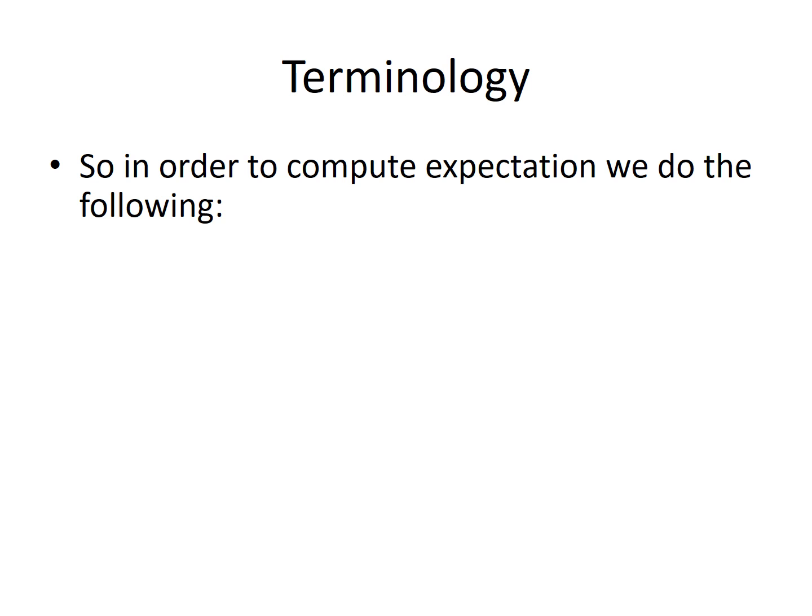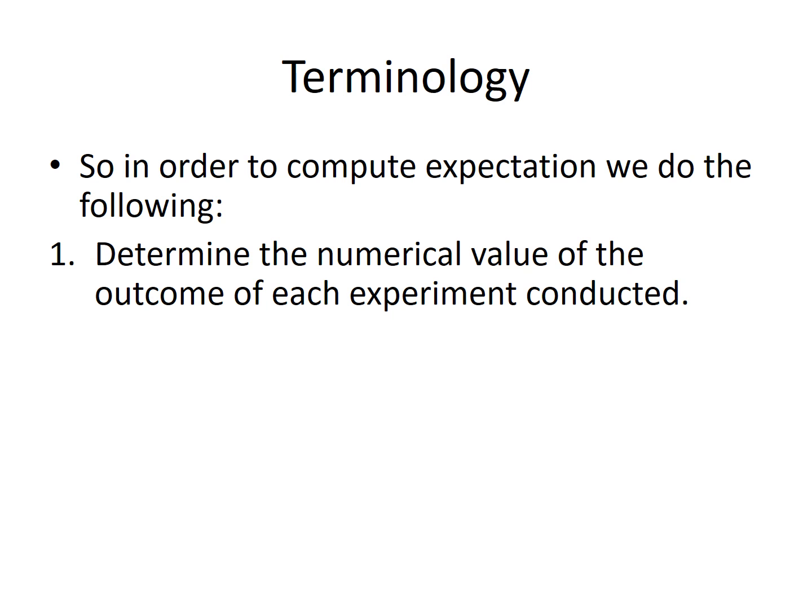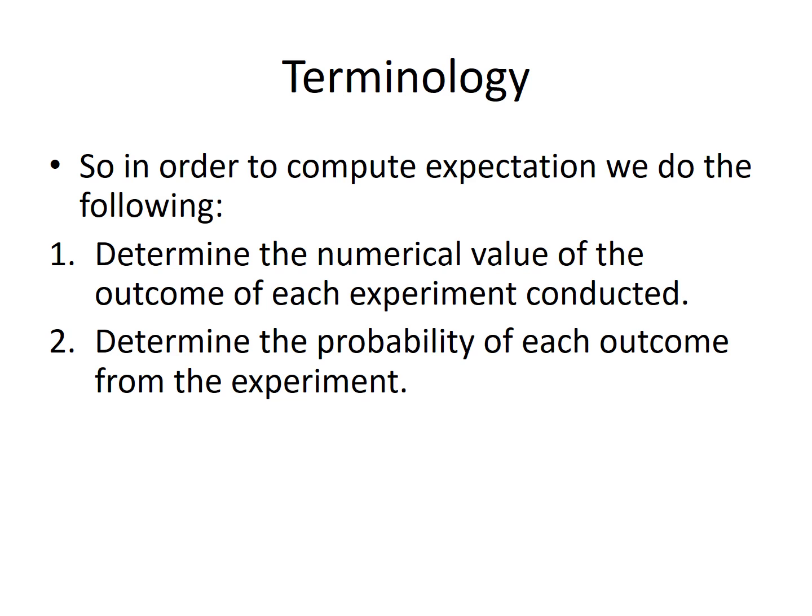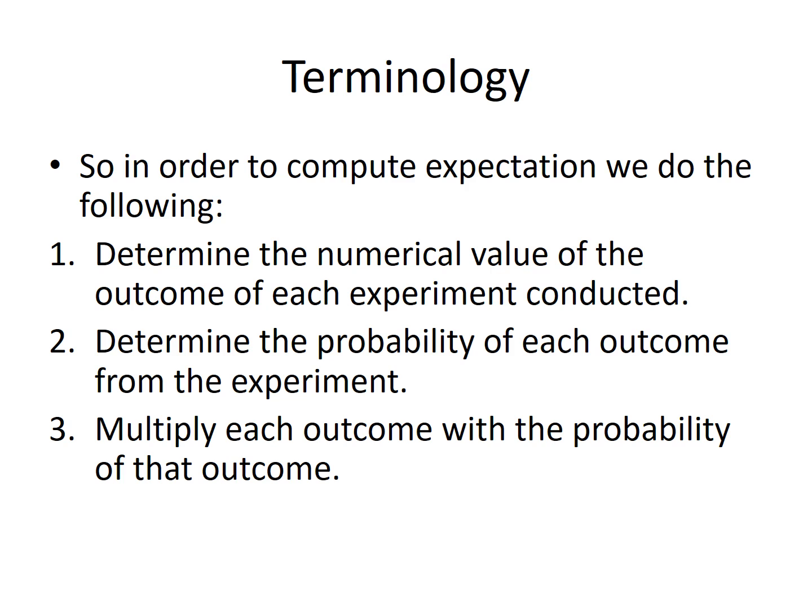So in order to compute expectation, we do the following steps. Step 1: determine the numerical value of the outcome of each experiment conducted. Step 2 is to determine the probability of each outcome from the experiment. Step 3 is to multiply each outcome with the probability of that outcome. And the last step is to sum the results of step 3.